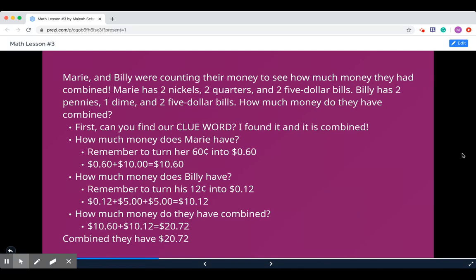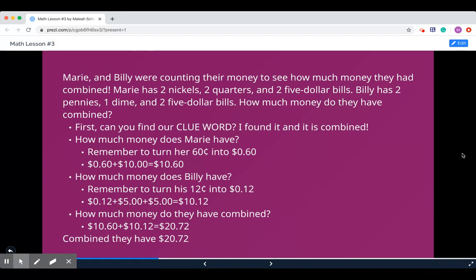So her cents equals 60, but we can't just write it as a regular 60 cents. We got to make sure we write it with the dollar sign, a 0, our decimal, and our cents written to the right. So now we're going to take that 60 cents plus that $10, which equals $10.60.